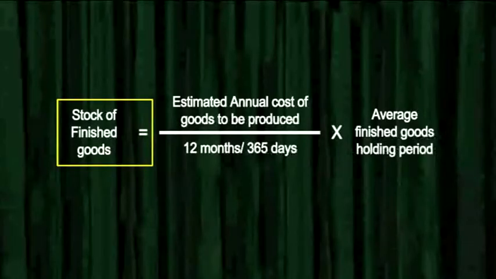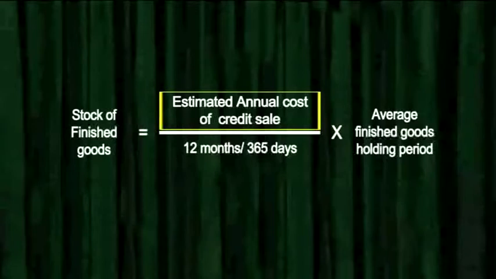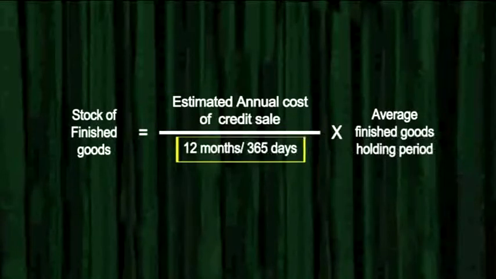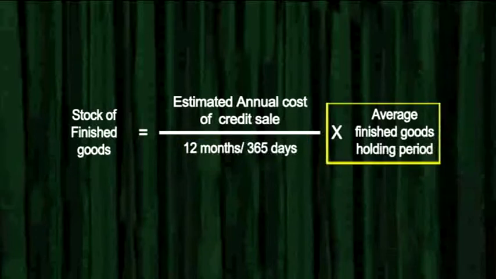Next is stock of finished goods. It will be computed as estimated annual cost of credit sales divided by 12 months or 365 days into average finished goods holding period. Cash in hand shall be as per the minimum requirement decided by the management policy.